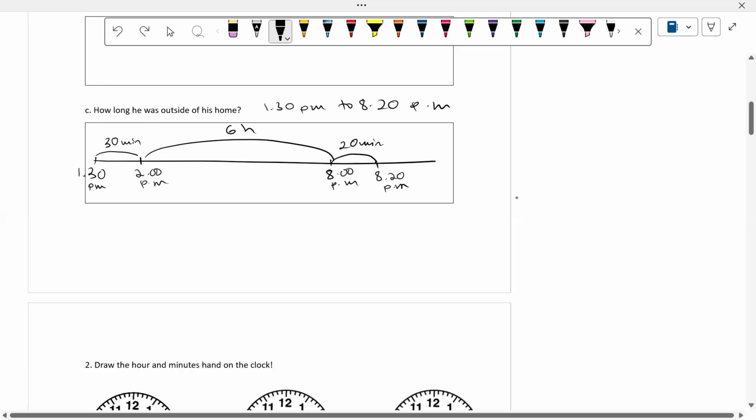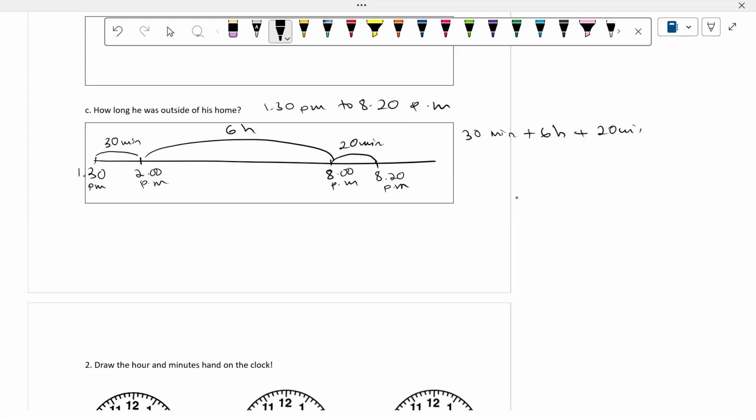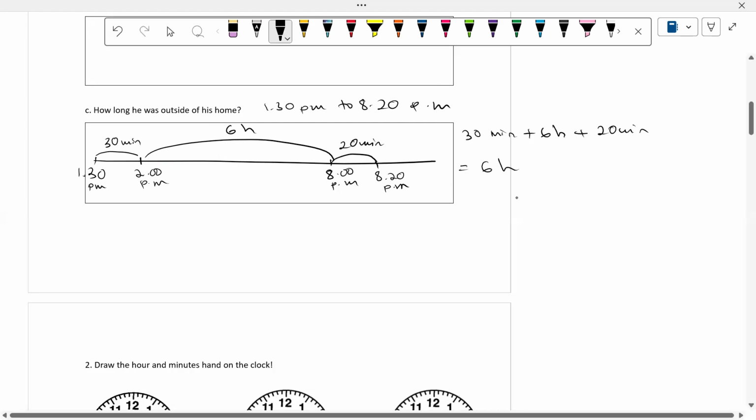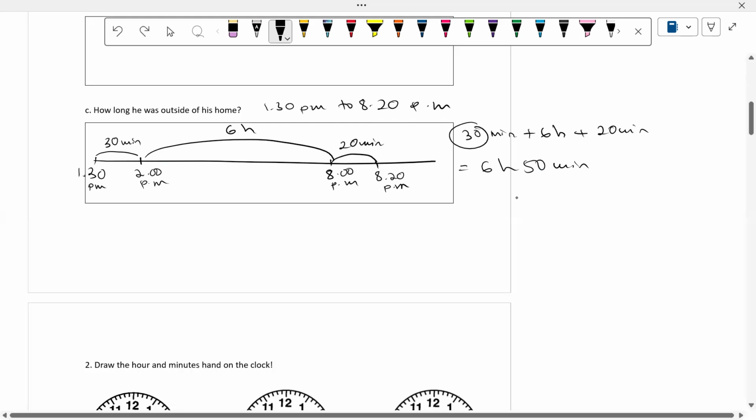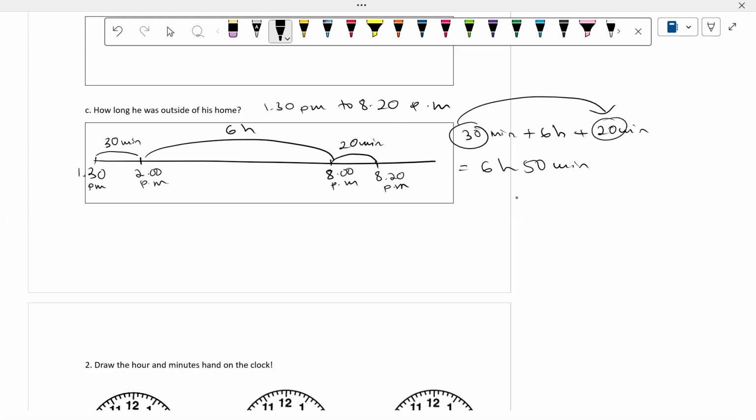So how long he was outside of his home? So let's sum all of this duration. 30 minutes plus 6 hours plus 20 minutes. So it is 6 hours. The minutes are 30 plus 20, so it is 50 minutes. If the minute is exactly 60, it will become 1 hour. And if it is more than 60, it will become hours and minutes.